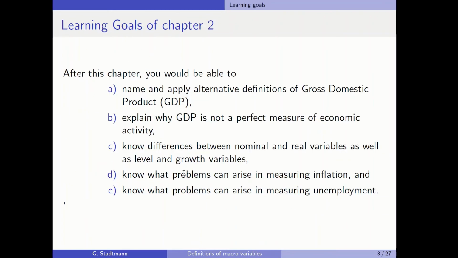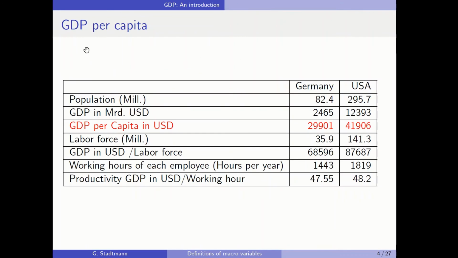The learning goals are as follows. After you have worked through this chapter, you should be able to name and apply different definitions of GDP. You should explain why GDP is not a perfect measure of economic activity. You should know the differences between nominal and real variables, as well as level and growth variables. Furthermore, you should know what kind of problems could arise in case that you measure inflation or that you measure unemployment. Let's start with the GDP variable, and let's talk about GDP per capita.